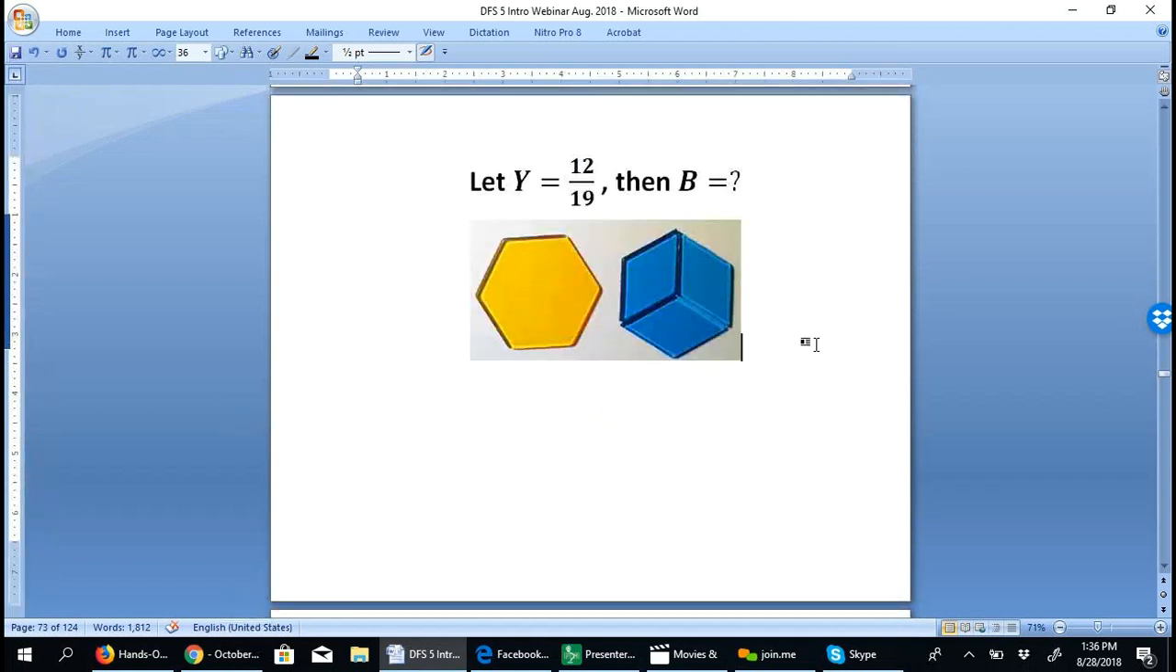Now let's look at this problem. You're told that the value of the yellow block is 12/19. We need to figure out the value of each blue block. Would you think about 10 seconds and text chat your response? What is the blue block here?